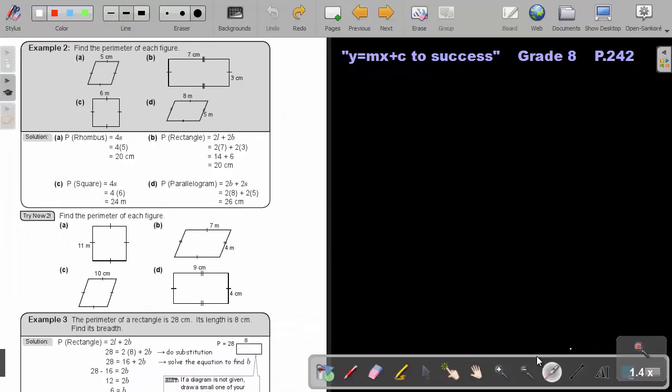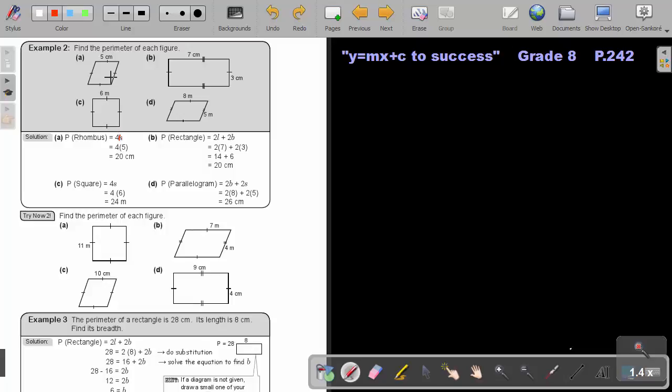Example 2. Find the perimeter of each figure. Now, there's a rhombus, a rectangle, a square, a parallelogram. Now, I always like to tell my students to do it in the following way. First, write down the formula. And then, just like in algebra, we do substitution. So basically, around the variable, you can put a bracket. It's almost like we put a bracket and then we just clean the bracket.